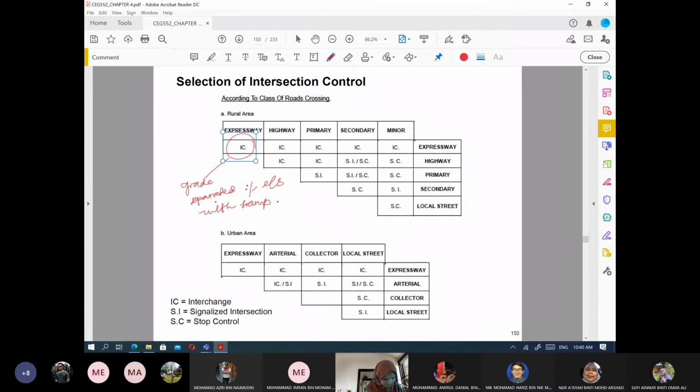Look at signal line intersection. Paling minimum dekat primary road. Primary road to cross primary road di sini. Paling kurang you bagi dekat situ kena ada signalized intersection. Okay. But if it is a minor road to cross local street, contohnya di sini, you just need to put a stop control. Stop control means that you just put a signage with the sign berhenti. Kalau kat Malaysia tu berhenti lah.